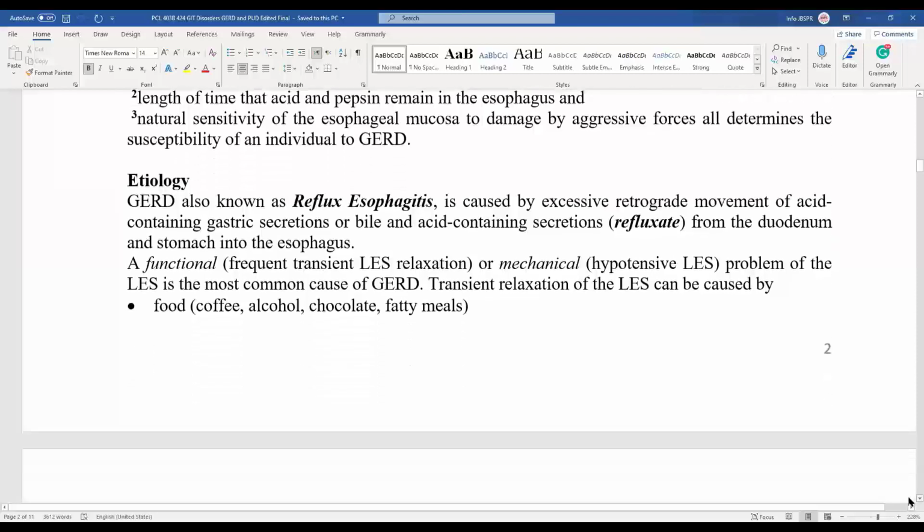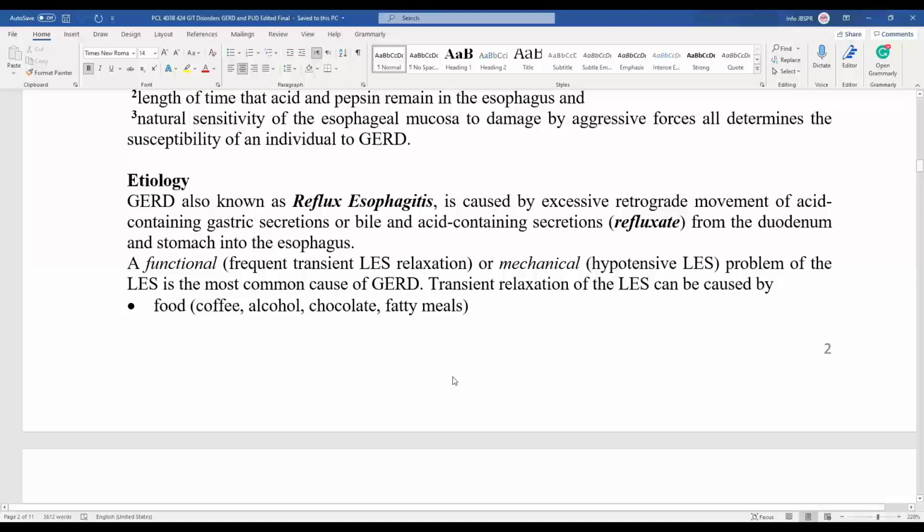Etiology, that is the cause. Mainly the movement of acid or acidic content from the stomach to the esophagus. And the causes can be classified into two: the functional or the mechanical problem. The functional talks about the transient LES relaxation, and the mechanical talks about hypotensive LES.